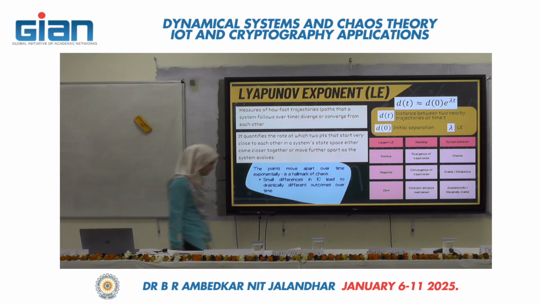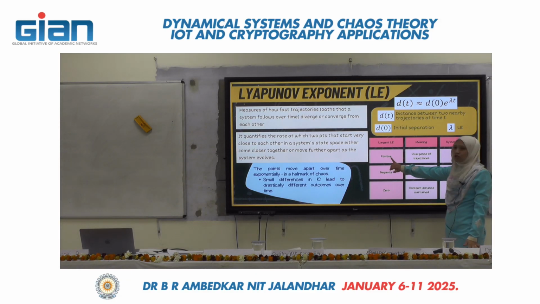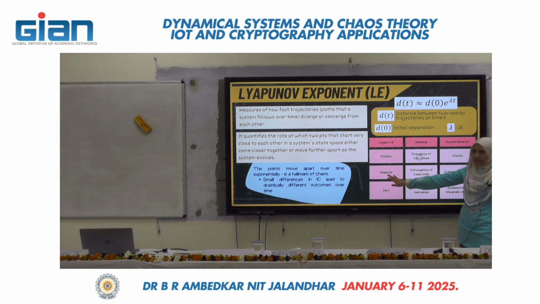Okay, so basically we use this equation to measure the Lyapunov exponent, and the result would be either positive, negative or zero. There will be three possibilities. If the Lyapunov exponent is positive, we would say the trajectories of the system diverge, and hence we can say that the system is chaotic. Whereas if the Lyapunov exponent is negative, the system trajectories converge to one point, and we would say the system is stable or dissipative.